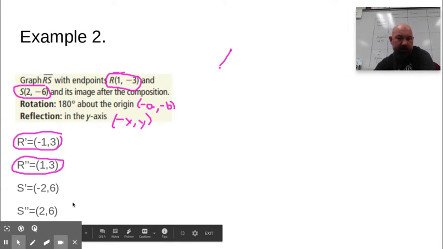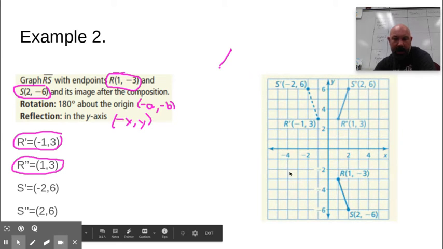So these are my points, and I want to look at my graph. That's what we're looking at. My graph shows the original picture down here.